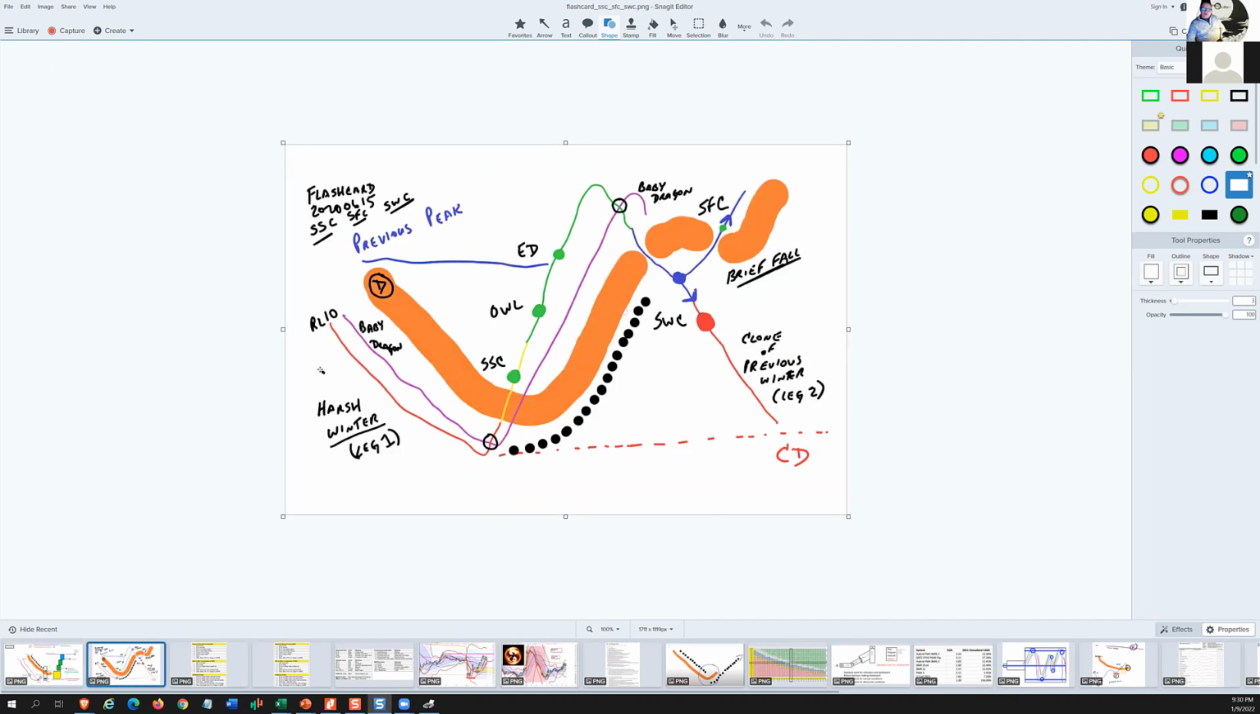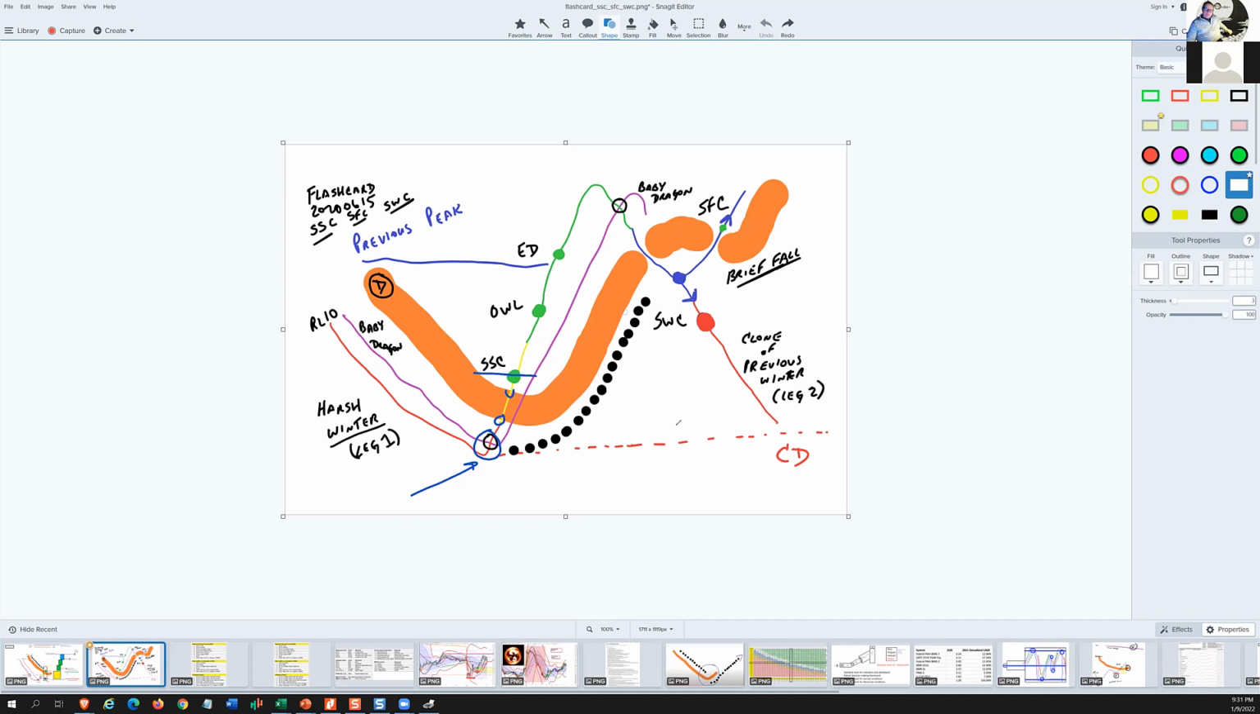Now, coming back to this one, what I want to say is this SFC or a Kata 2, what happens is it's the same thing. You get that harsh winter, crosses over the baby dragon, through the dragon. Somewhere in here, you get your entry.